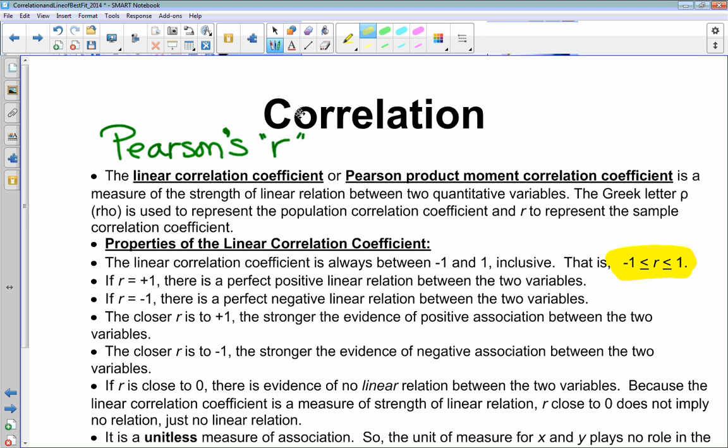What's a weak correlation close to? 0. So the more middle it is, the weaker the relationship, the weaker the linear relationship, and the more towards the 1 and the -1, the stronger it is.